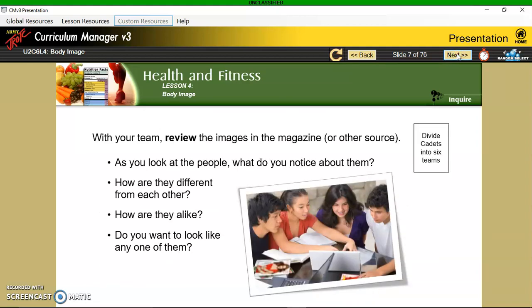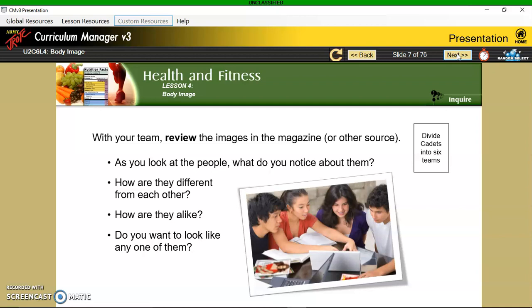All right, we're not going to be able to do this since we're not at the school, but if you do have a magazine to look at, go ahead and look at it and review that. Is it people? What do you notice about the people in the magazines? How are they different from each other, or do they look a lot alike? And do you want to look like them or any of them when you're looking at it? So if you have a magazine, do that.